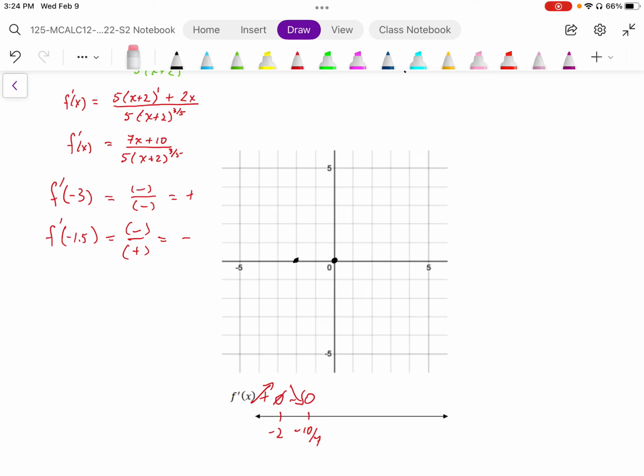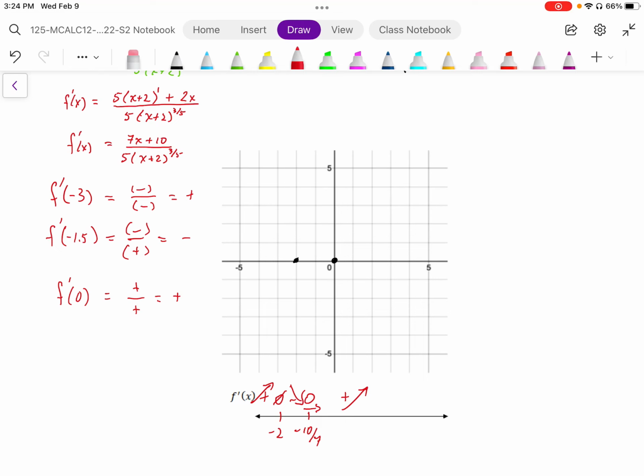Testing my slope at x equals 0, f prime at 0. I'm going to end up with positive on top and positive on bottom. That's a positive slope. So it looks like it's going to be a minimum point here and then sloping up like that.